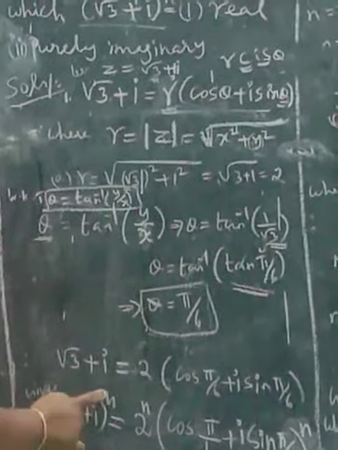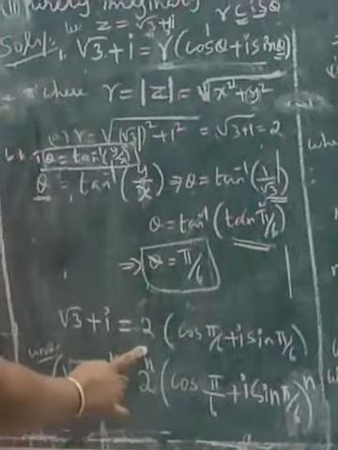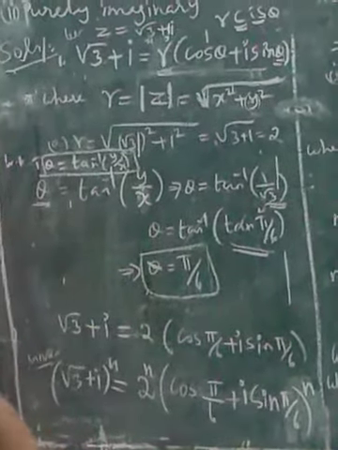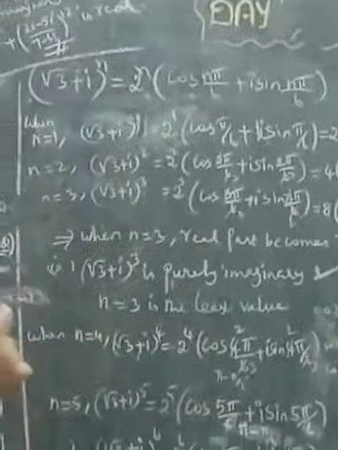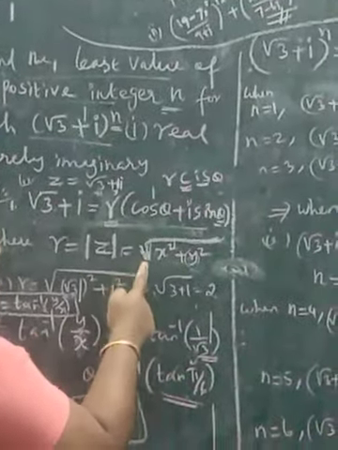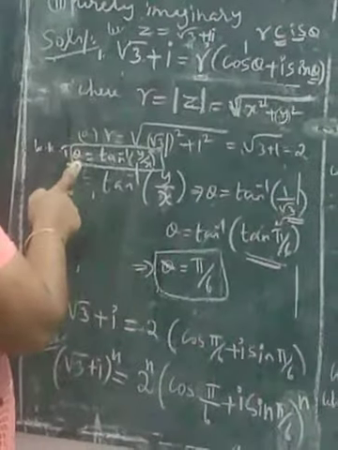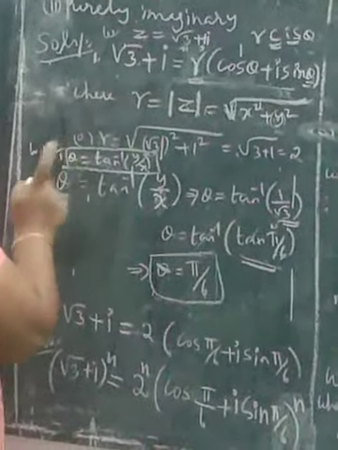(√3 + i)^n = 2^n (cos π/6 + i sin π/6)^n. Again, one more concept. See here, first what concept do we use here? Polar form. Then second concept, modulus of a complex number. Then third concept, argument and amplitude of a complex number.